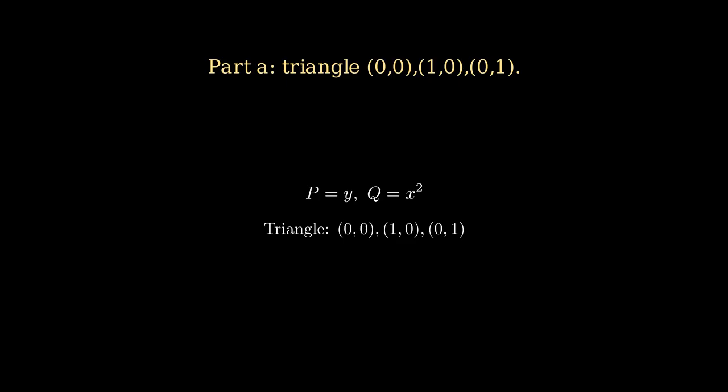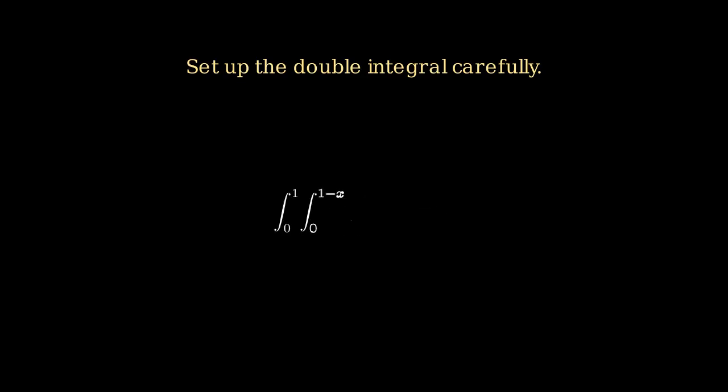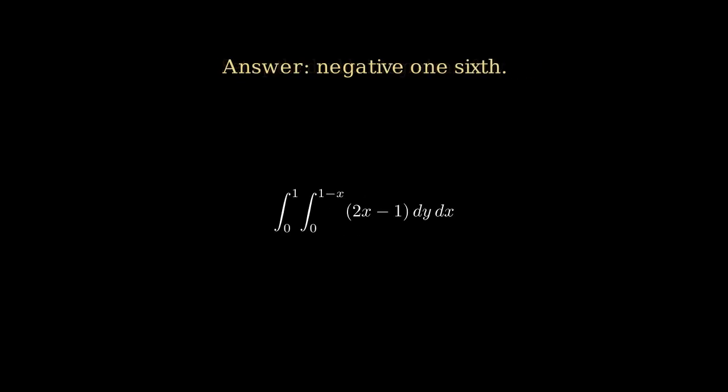Step 1. Decide whether to split the triangle into 3 straight line segments or apply Green's theorem directly. Step 2. Find ∂Q/∂x minus ∂P/∂y, which gives 2x minus 1. Step 3. Set up the double integral over the triangular region, being careful with the slanted boundary. The answer is negative 1/6.